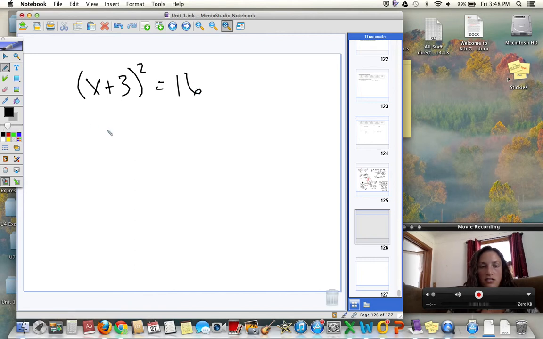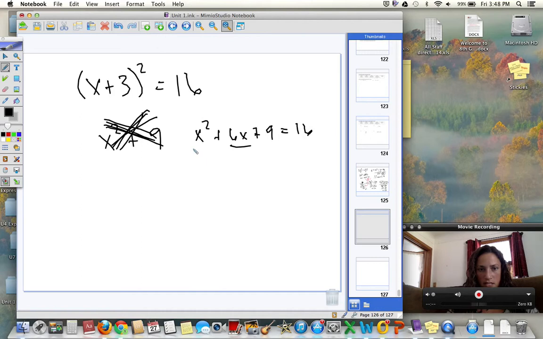Okay, so things that I was seeing in class. Some of you are doing this when you were squaring. This is not how we square this term. If you have a square outside of parentheses, or outside of a polynomial, you have to FOIL. So this would be very, very wrong. If you were going to FOIL, you would get this.